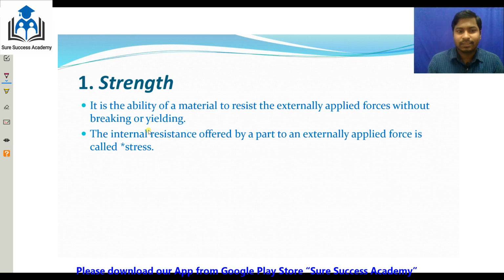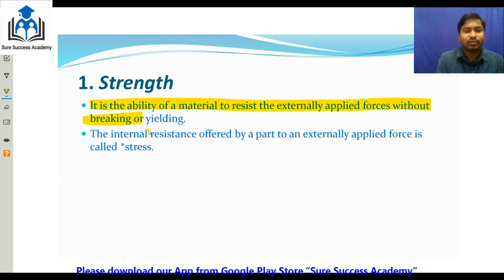What is strength? It is the ability of the material to resist the external applied forces without breaking or yielding. That is called strength. The internal resistance offered by parts to external forces is called stress. It is the ability of the material to resist the external applied forces without a break.